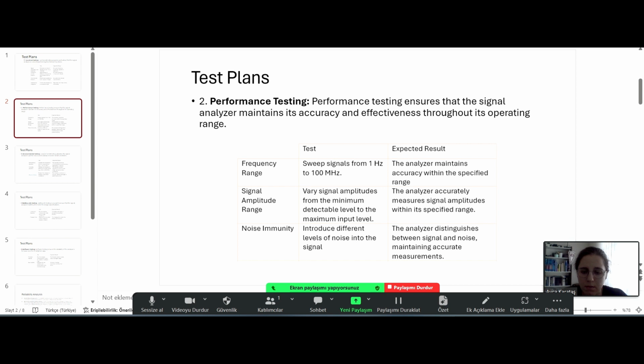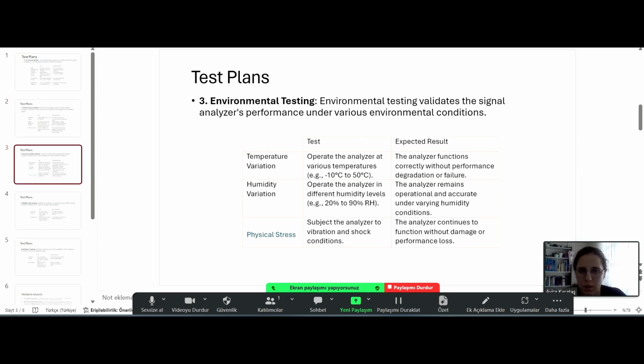The second step in test planning is performance testing. Performance testing ensures that the signal analyzer maintains its accuracy and effectiveness throughout its operating range.